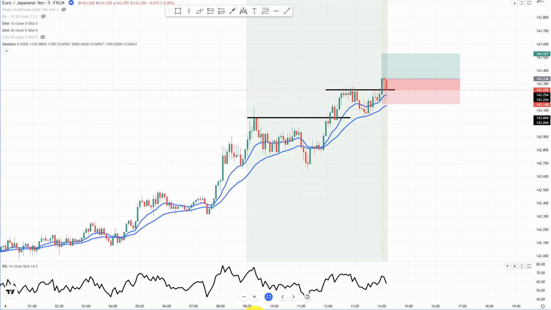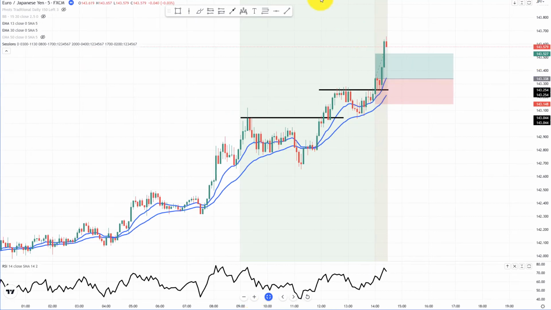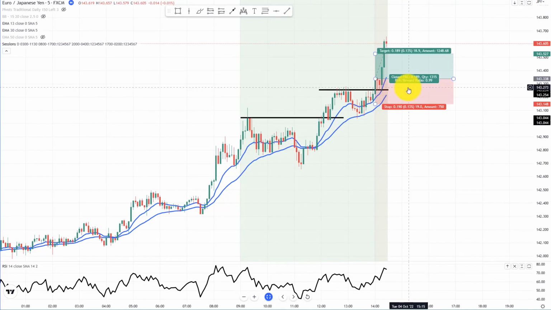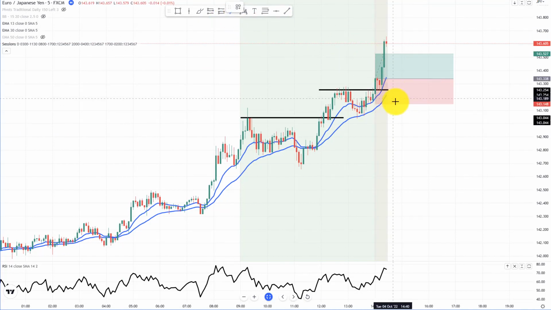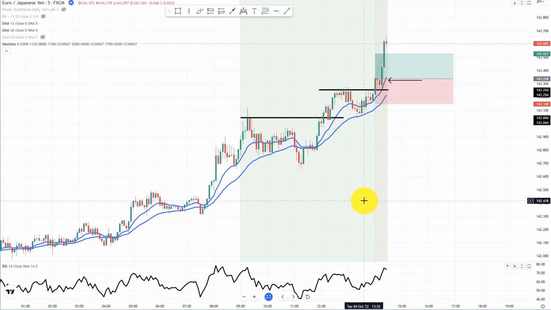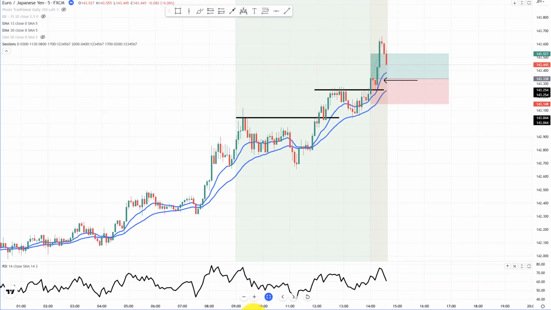Okay, so what do we have? So we move our stop loss here. This is a passive approach. Here we start trailing it at the EMA after 1. So now we start trailing it, and you can test different approaches. Do you trail it at the 13 or at the 30? We can say, okay, we can start trailing it at the 13 EMA. And for the other one, we're just going to watch the RSI.